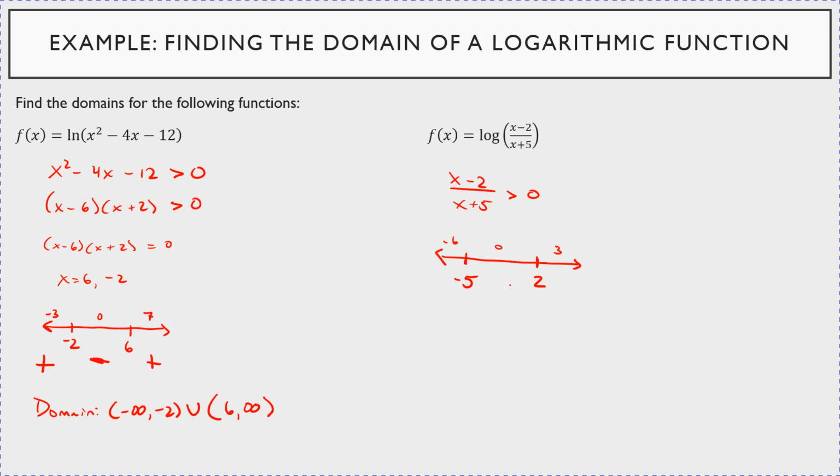If I pick negative 6 here, okay, what happens? That would be negative 6 minus 2, which is negative 8. Negative 6 plus 5 would be negative 1, but a negative divided by a negative would be a positive. If I plug 0 into this, I get negative 2 over 5. That's a negative. And if I plug 3 into this, this would be 1 over 8, which would be positive. So the domain is, where is it positive? Well, all the way from negative infinity to negative 5, and then from 2 to infinity.